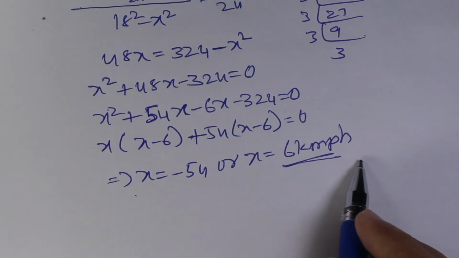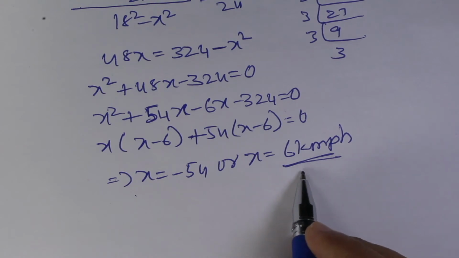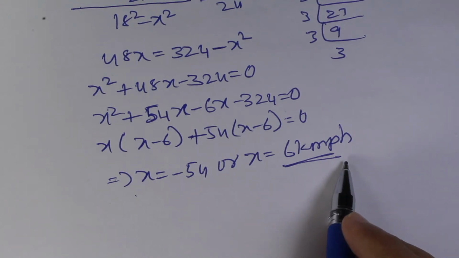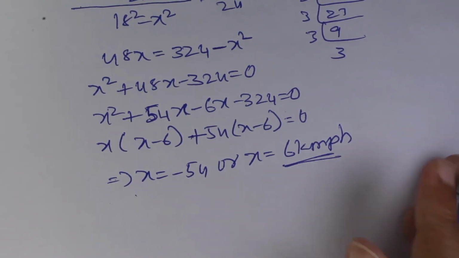So the speed cannot be a negative number. So the value of x is 6 km per hour. So the speed of the stream is 6 km per hour.